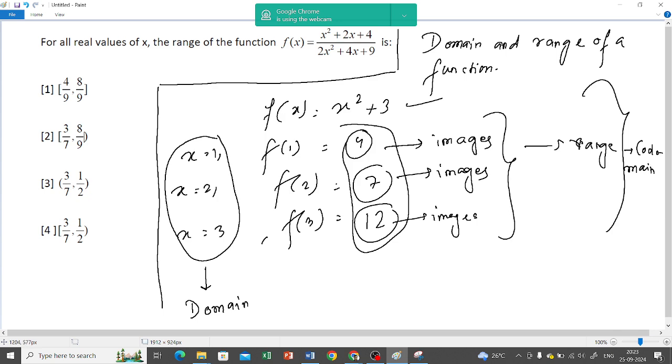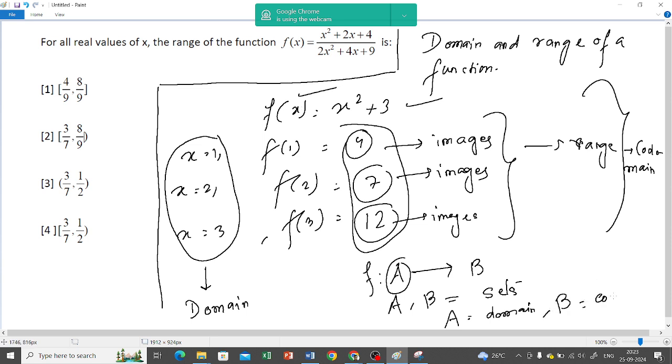Did you understand? So how is it written? Functions are written like this: f colon A arrow B. A and B are both sets. A is called the domain. Domain values are those which are put in the place of x, and B is called the codomain.